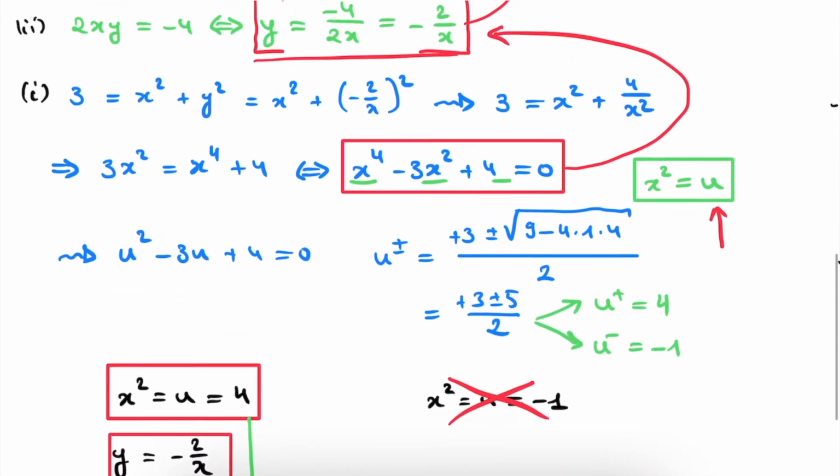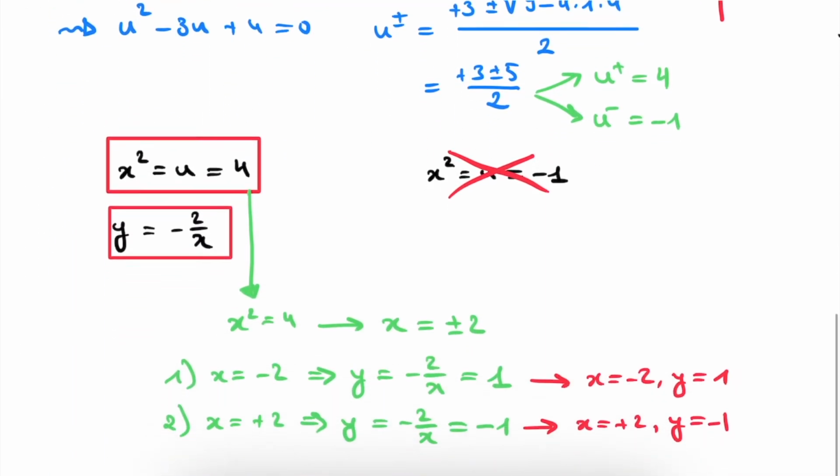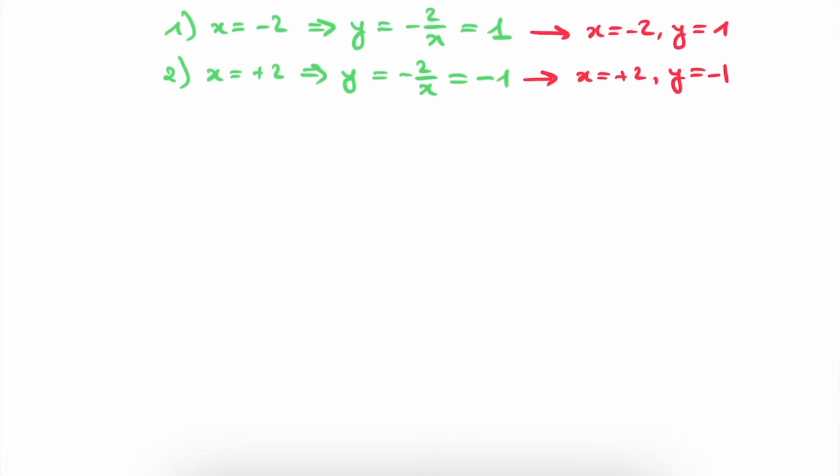And let us simply remind ourselves why we did this. We see that the original exercise was finding the square root of 3 minus 4i. And we've written this square root by assumption as being x plus y times i. And at this point we found our x and y and we found two solutions, which means that the square root of our complex number can be, of course, two values. So let's now simply fill these values in.